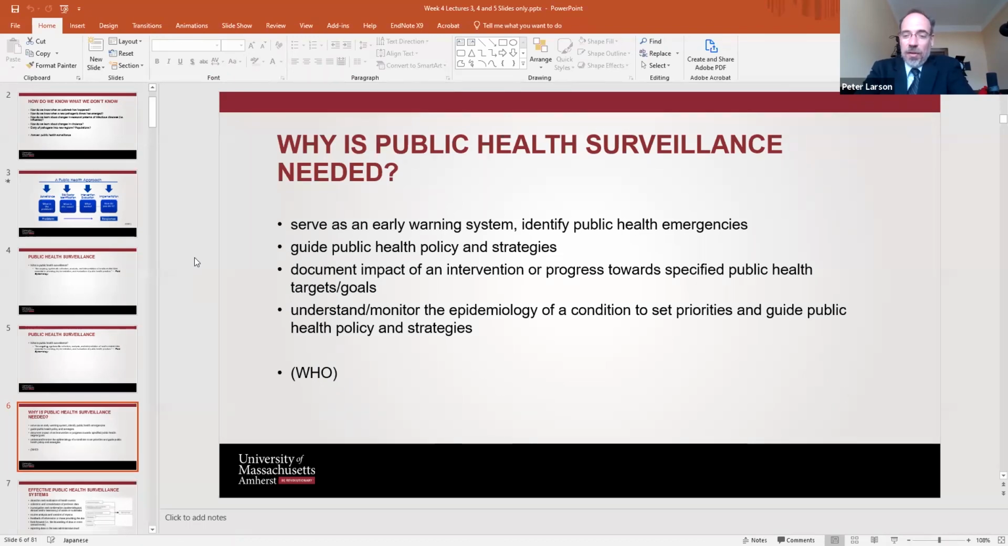It documents the impact of an intervention or progress towards specific public health target goals. So, is what we're doing having an impact? Is it working? It also helps us understand and monitor the epidemiologic condition to set priorities and guide public health policy and strategies. And like we just said, it collects data to inform policymakers. This is from the WHO, so this is not just speaking domestically, this is speaking internationally, worldwide, of why public health surveillance is needed.